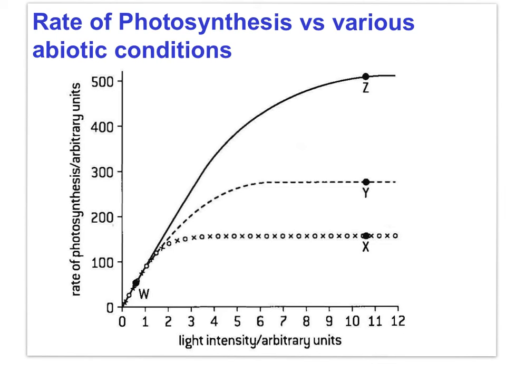At a constant carbon dioxide concentration, the X curve represents a cold condition relative to the Z curve. If temperature becomes too high, rates of photosynthesis would decline dramatically due to denatured enzyme. At a constant temperature, the X condition represents a low carbon dioxide concentration relative to curve Z.